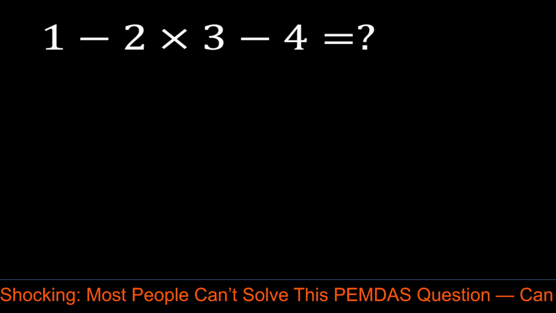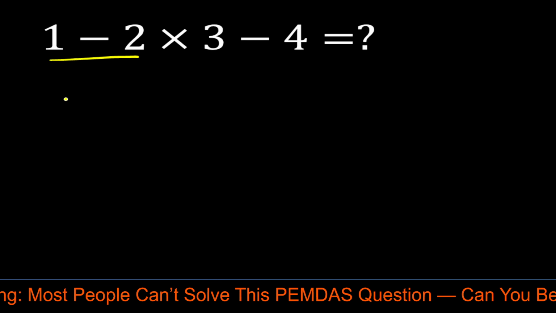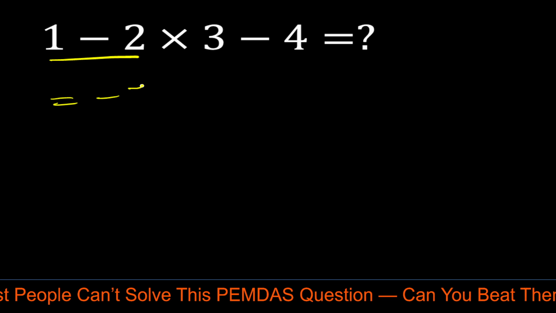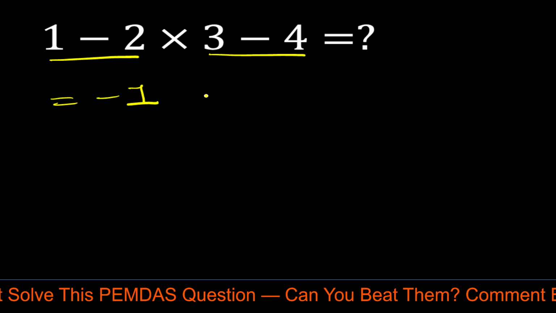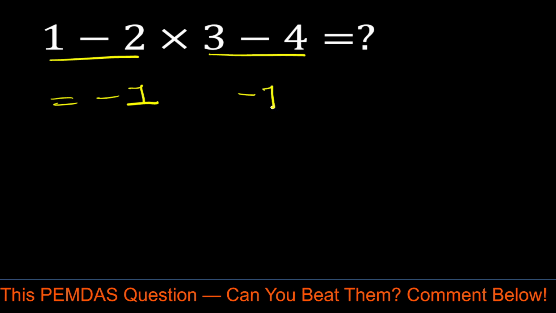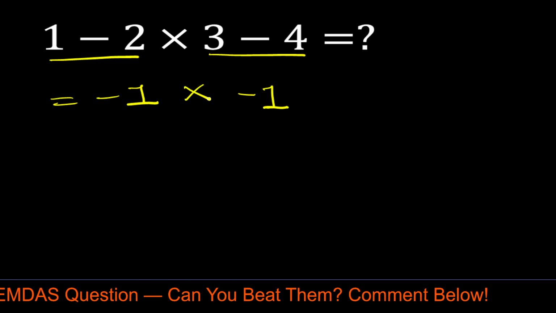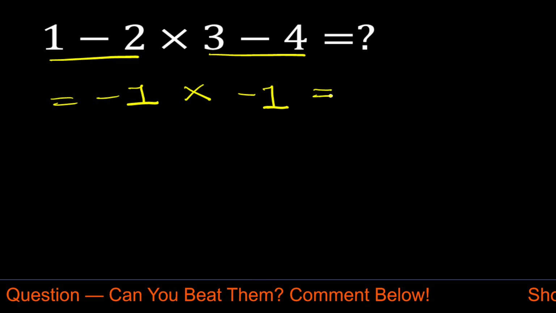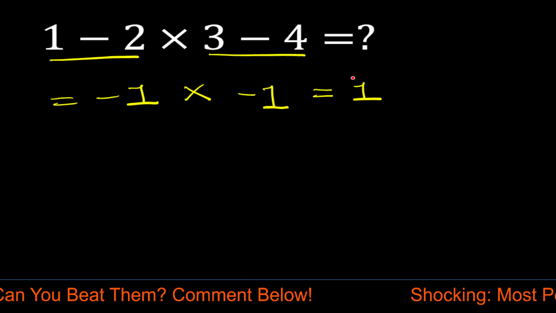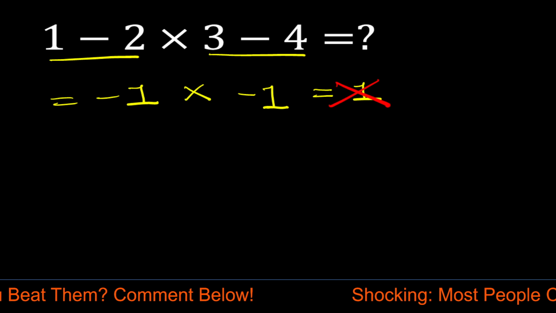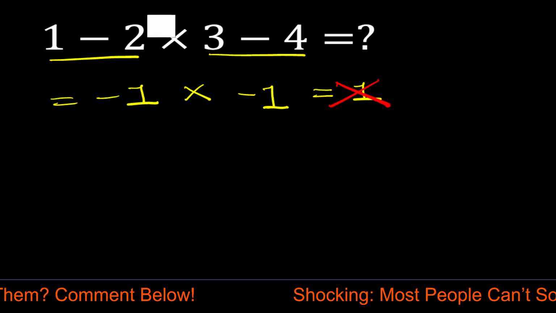So 1 minus 2. 1 minus 2 is equal to minus 1, right? Then 3 minus 4. So 3 minus 4 is also equal to minus 1. Now minus 1 times minus 1. So minus 1 times minus 1 is equal to 1, right? But this answer is not correct. This answer is completely wrong.